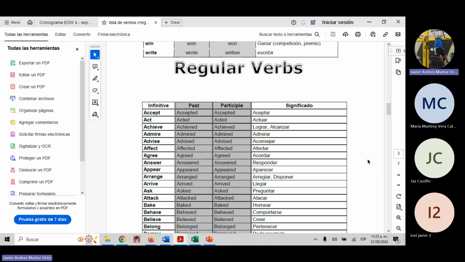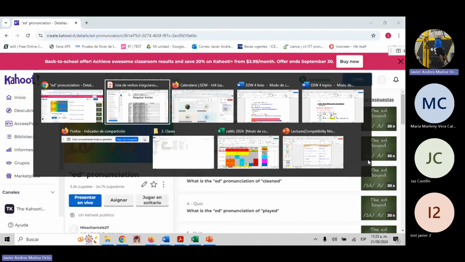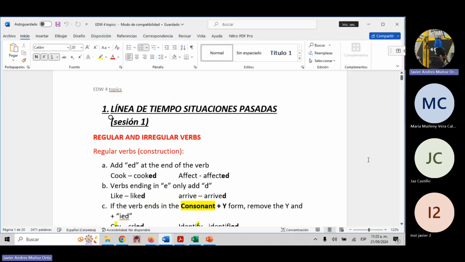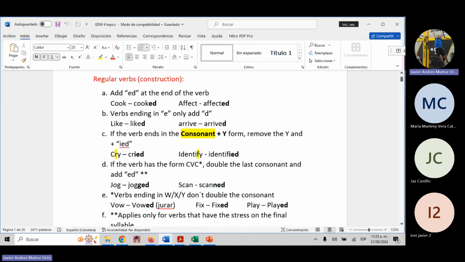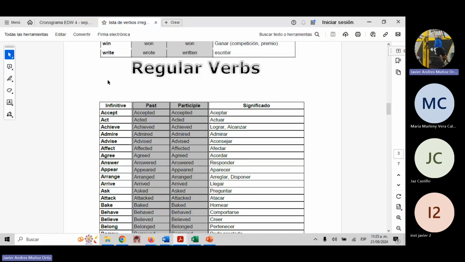And about regular verbs, we said that regular verbs have two different issues. The first one is the construction of them, because first of all, we need to remember, we should remember in this case, that regular verbs are called regular because the past form and the past participle form are exactly the same. Exactly the same, in terms of pronunciation and in terms of writing or spelling.